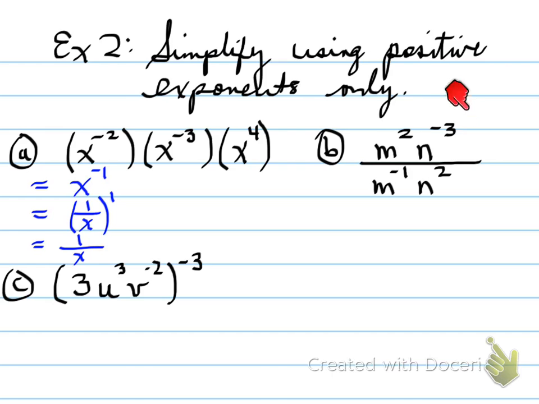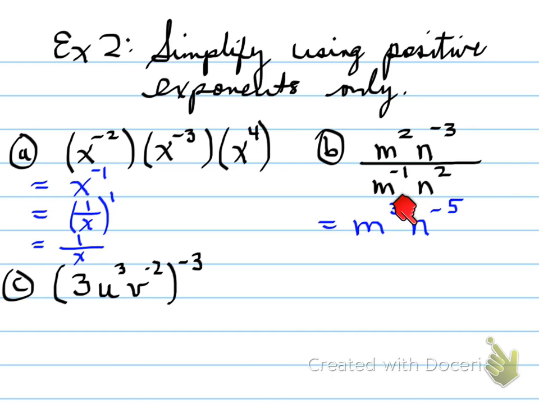How do I simplify this? Well, take the m's and simplify the m's. That gives us 3, because 2 minus negative 1 is positive 3. Take the second one. Negative 3 minus 2 is going to give us negative 5.